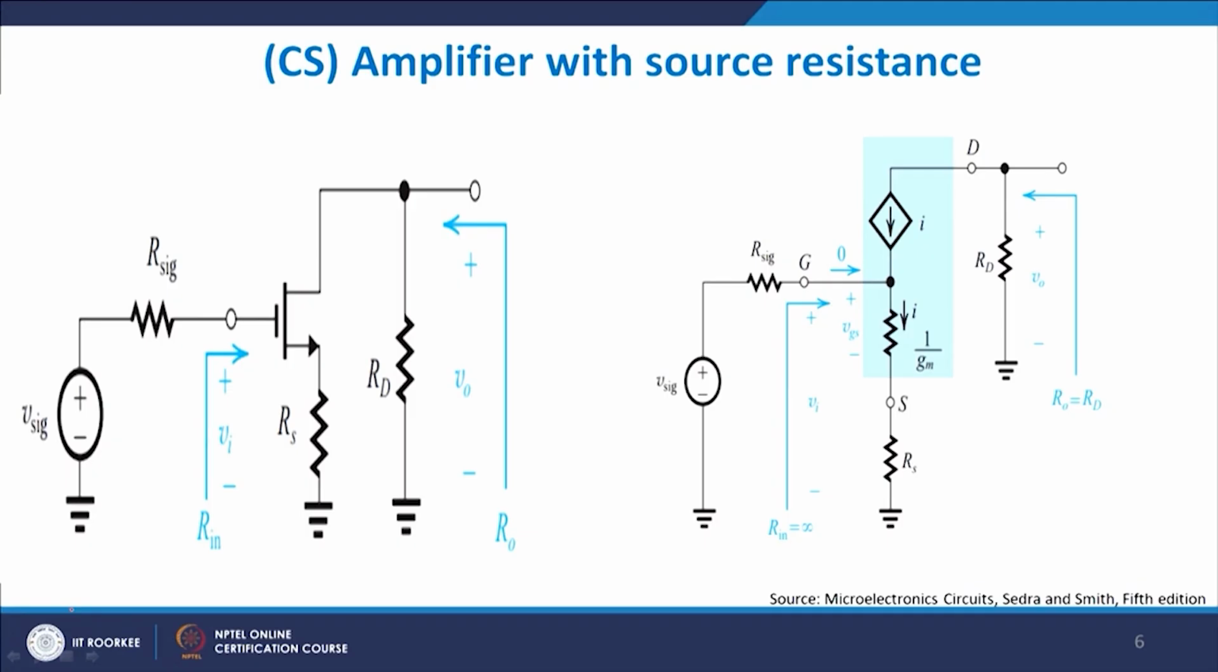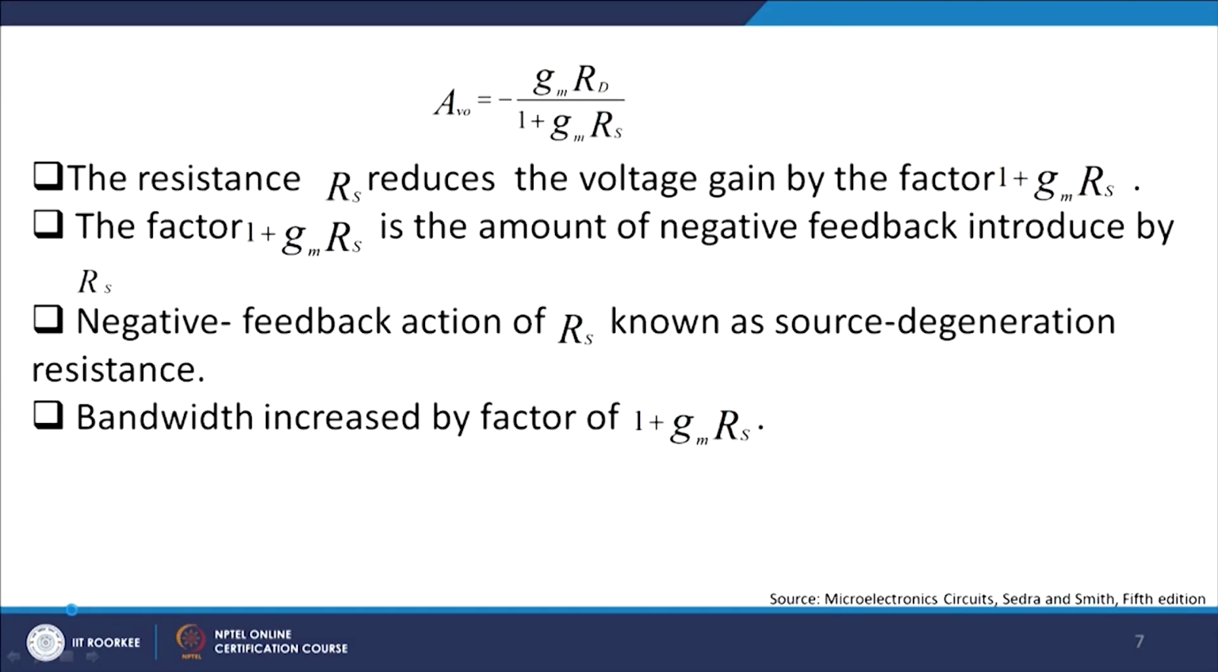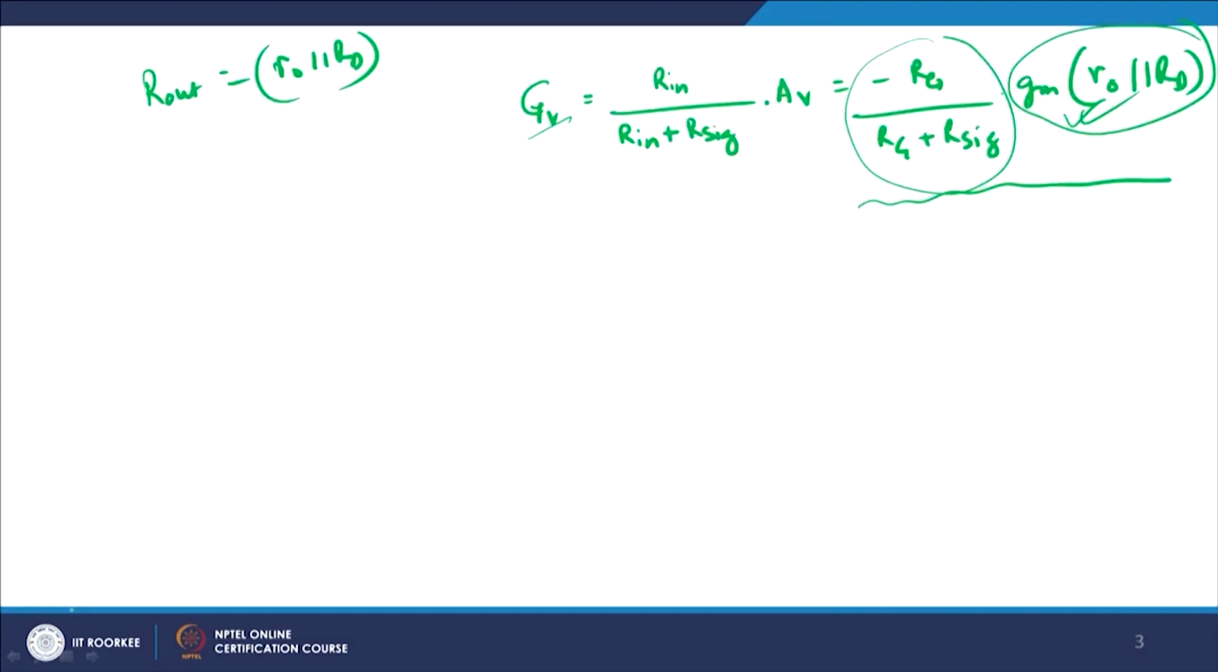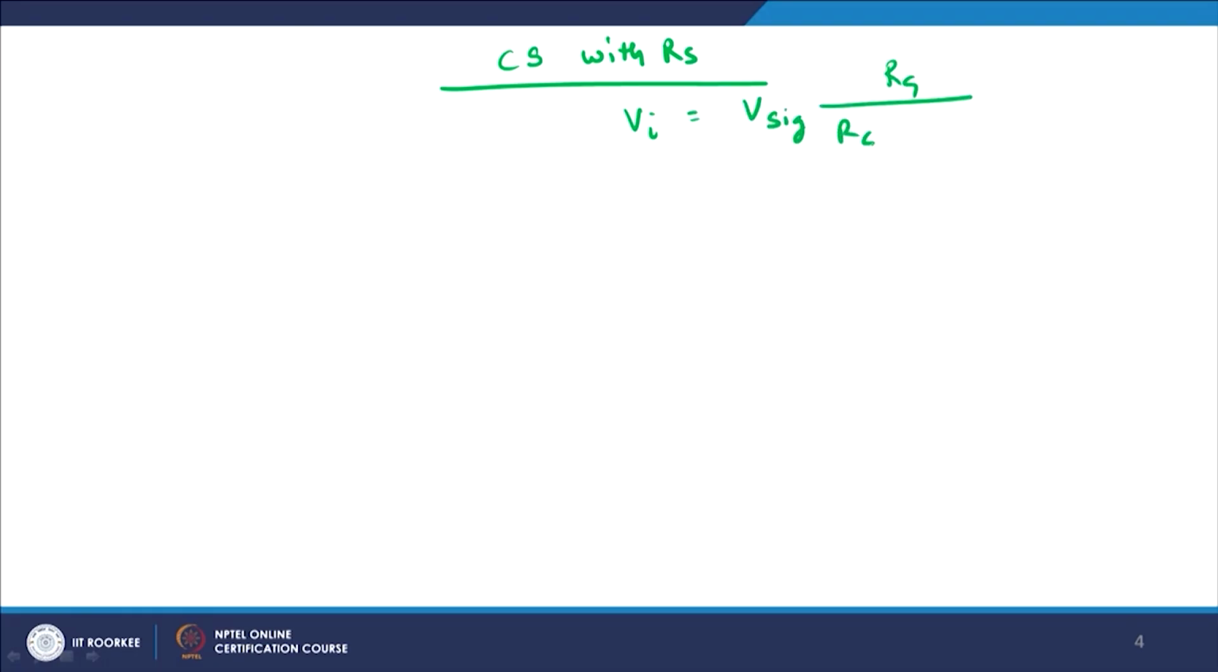So this is with source degeneration resistance which you see, and I told you what is the advantage of source degeneration resistance, right. Let me therefore, using source degeneration, CS stage, CS with RS, do some small derivation here. CS means the common source with source degeneration resistance. Now let me write down Vi, again same thing, V sig into Rg upon Rg plus R sig, right. As I discussed with you, Vgs is equal to Vi, and this is quite interesting, 1 by Gm upon 1 by Gm plus Rs.